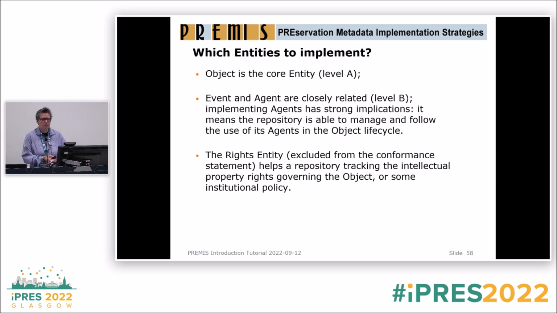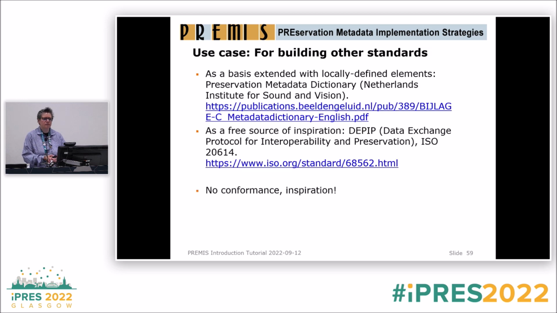So what are some of the use cases that you can use PREMIS for, aside from the natural one of documenting your digital objects? You can use it to build other standards. So it's a basis with locally defined elements. For example, the Netherlands Institute for Sound and Vision, and Marjolein is here, she's still here, can showcase or talk about how they used their preservation metadata dictionary built around PREMIS and extended that to build their own standard. There's the link here to look at the full-fledged documentation, and Marjolein is here.